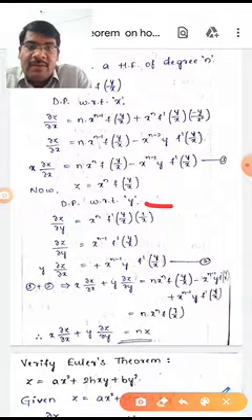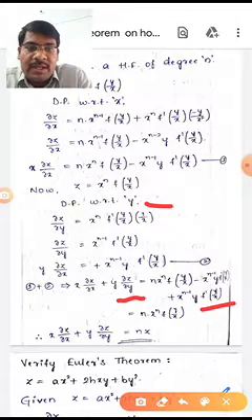Adding equations 1 and 2, x ∂z/∂x plus y ∂z/∂y is equal to this. Here these two terms cancel. The remaining is n x^n f(y/x), which is equal to z, the given function. Therefore x ∂z/∂x plus y ∂z/∂y is equal to nz. This is Euler's theorem of order 1.